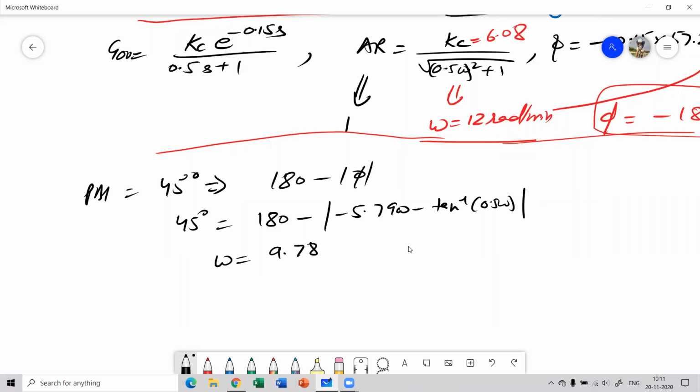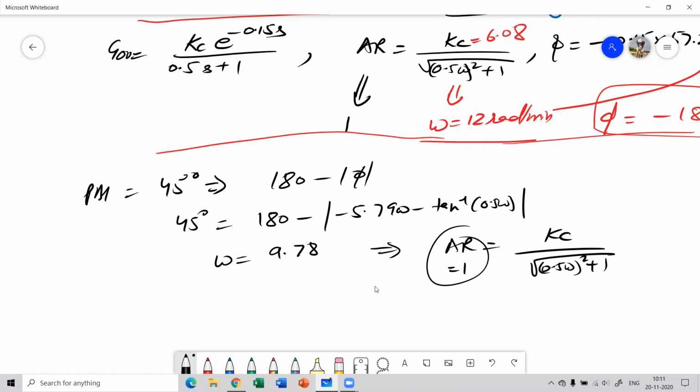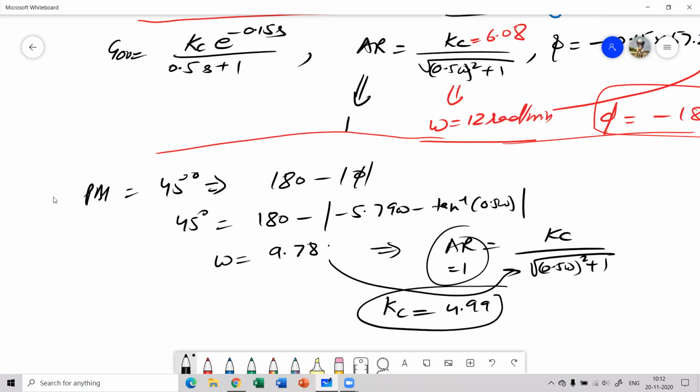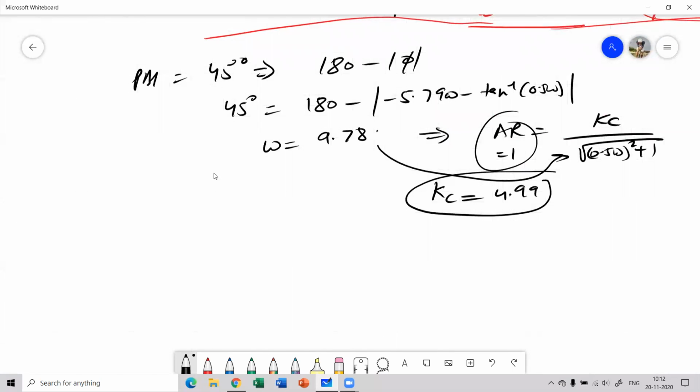So if you put this 9.78 into this equation, 0.5 omega square plus 1, considering AR equal to 1, ठीक है? So यहाँ से तुम्हारे पास Kc की वैल्यू आएगी. Now the Kc value is 4.99. So we have a new tuned Kc which is 4.99. Now we're gonna check again with the same error. So controller tuned हो गया है by considering phase margin of 45.